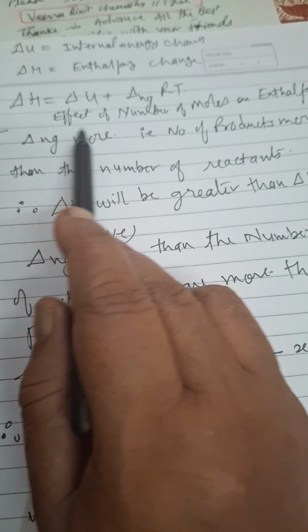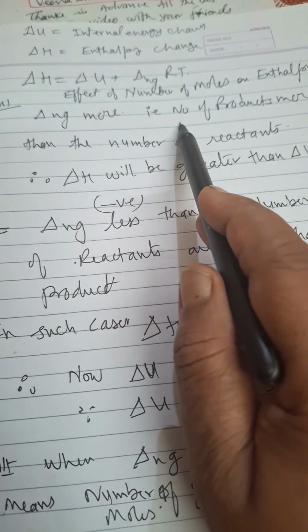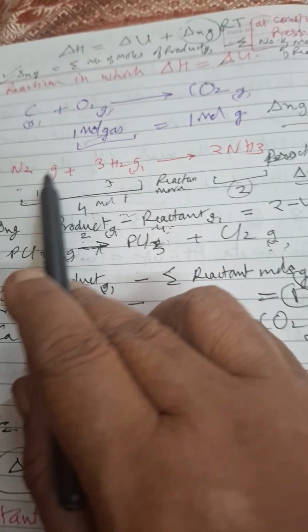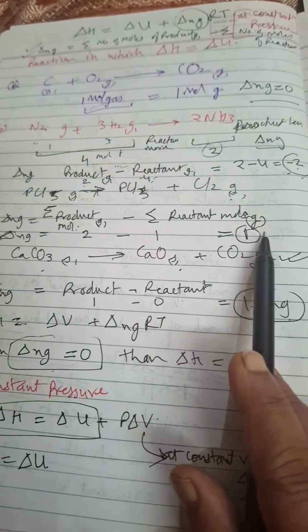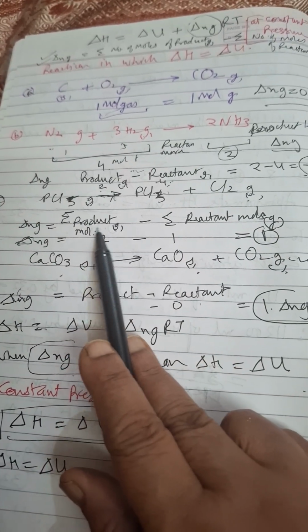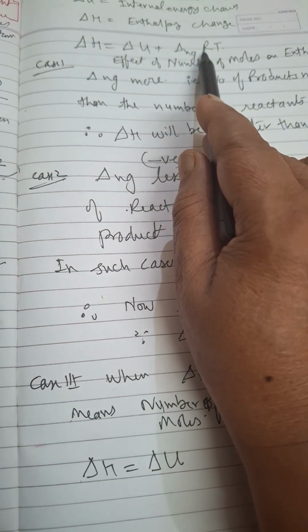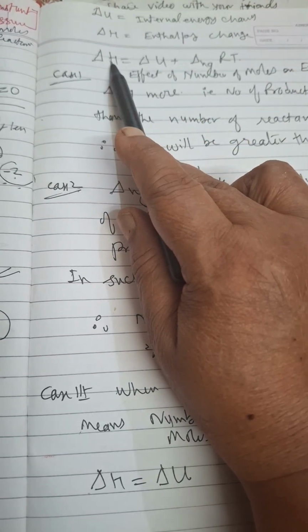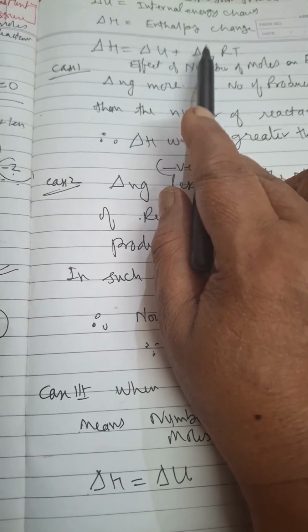Effect of number of moles on enthalpy. So Δng more means the number of products is more. How can we say it? See in this equation, here Δng is more. More means the number of products is more than the number of reactants. When the number of products is more than the number of reactants, it has a positive value. And when Δng has a positive value, at that time ΔH will be more, because ΔH is equal to ΔU plus all this value, because it is positive.